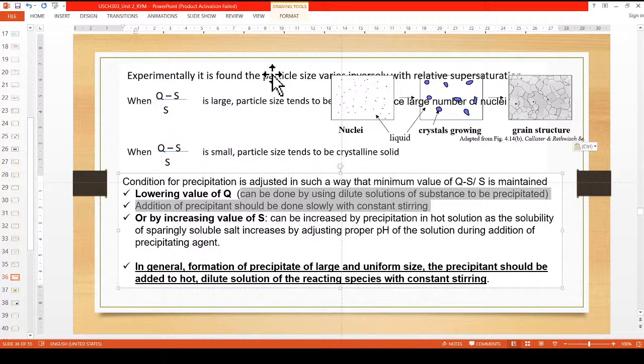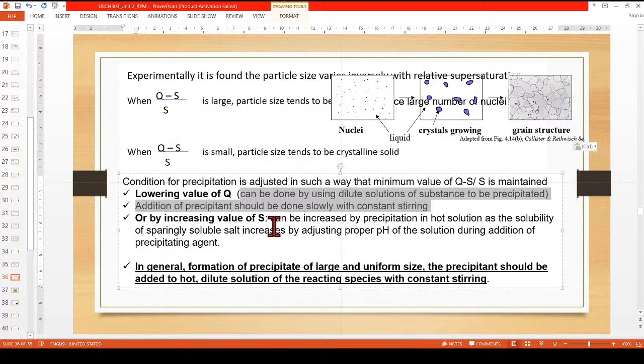Question can be: if you want to get a good crystalline precipitate, what can be the condition of supersaturation? The supersaturation condition should be (Q minus S) upon S is small for a crystalline precipitate. If you want this value small, then either use dilute starting materials, and you can do both together, and add precipitating agent dropwise with constant stirring.